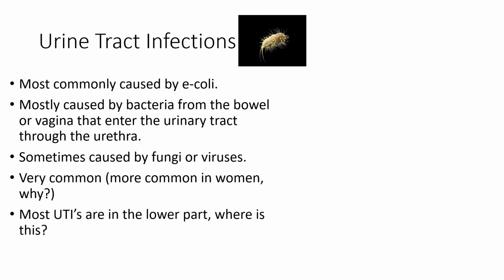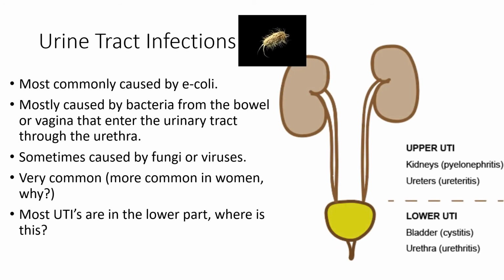Most UTIs are in the lower part. So where is the lower part? You've got lower urinary tract infections and upper urinary tract infections. Your lower UTIs consist of your urethra and your bladder. And anything north of the bladder, from the beginning of the ureters all up to the kidney, is an upper urinary tract infection, like pyelonephritis or ureteritis.